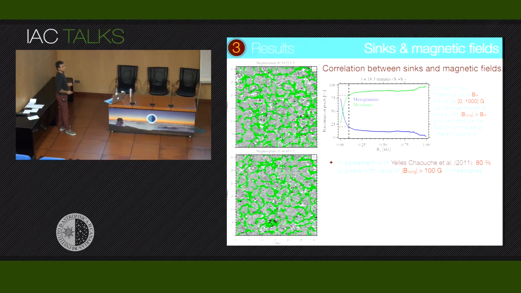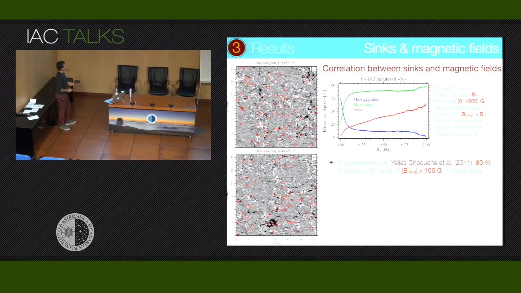This was already found by Gels, Chaussee, and coworkers in a previous work. But now we also have information of sinks. So we want to check what happens with sinks. If we do the same for sinks, we find that a large amount of the strongest magnetic fields are located in these areas. In particular, for a threshold of 500 Gauss, we find that 40% of the pixels above this threshold are located at sinks.